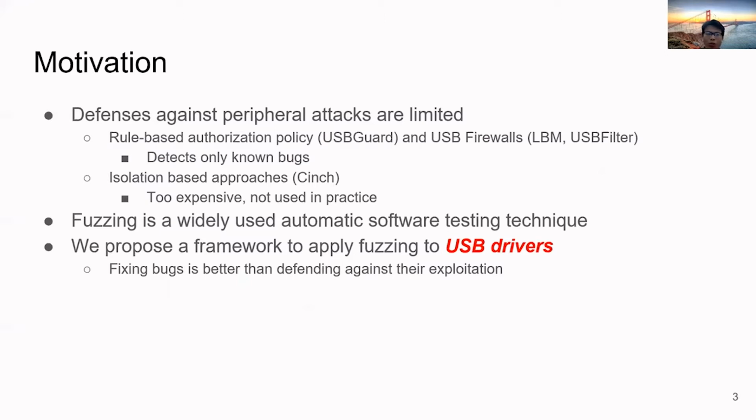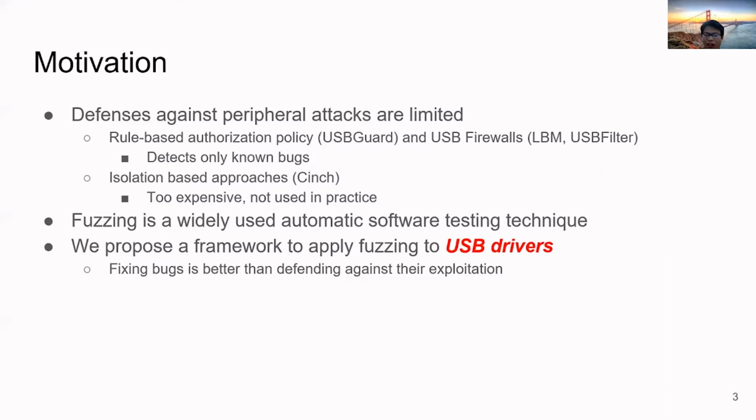For example, rule-based authorization policies like USBGuard and USB firewalls like LBM and USBFilter can only detect known bugs and may potentially miss unknown ones. Other isolation-based approaches like Cinch rely heavily on hardware features and are very expensive, thus they are not used in practice at all. An alternative to defense mechanisms is finding bugs and fixing them.